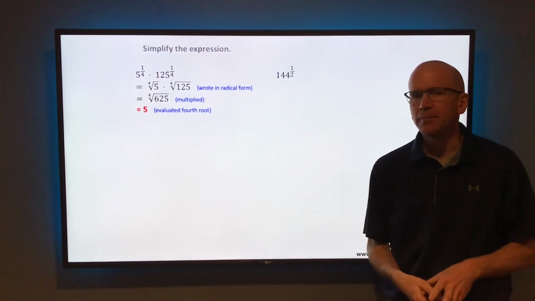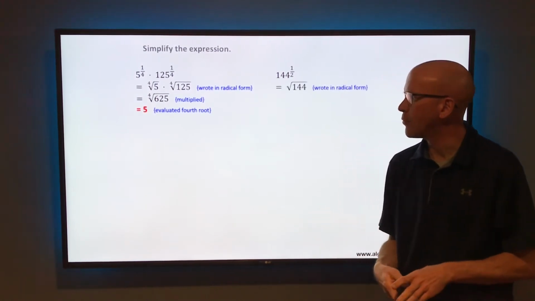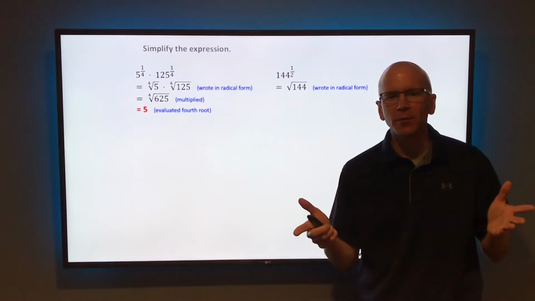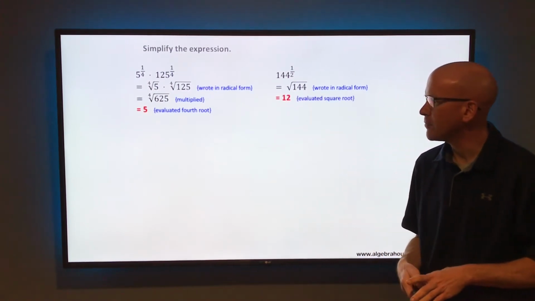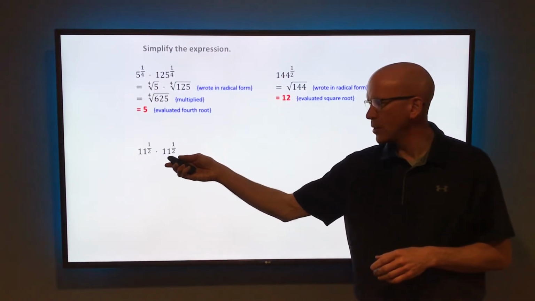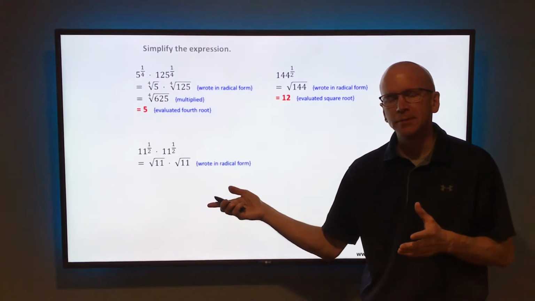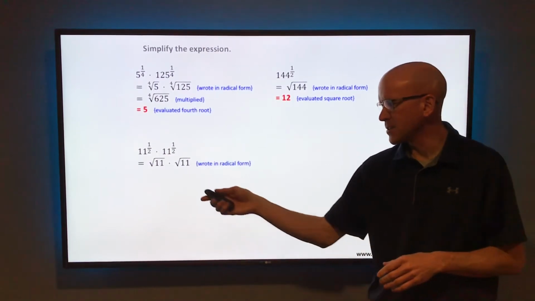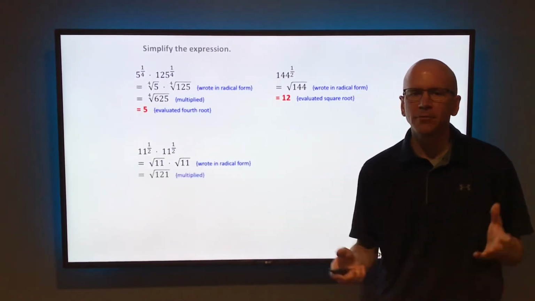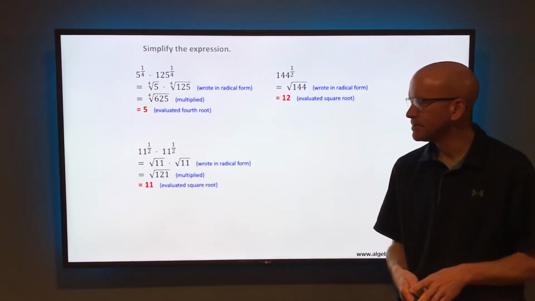144 to the 1/2. If you're taking 144 to the 1/2, that's the same thing as the square root of 144, and everybody knows the square root of 144 is 12. If you have 11 to the 1/2 times 11 to the 1/2, that's the same thing as the square root of 11 times the square root of 11. If you're multiplying the square root of 11 by the square root of 11, of course, that would be 11. It's the square root of 121, and that is 11.